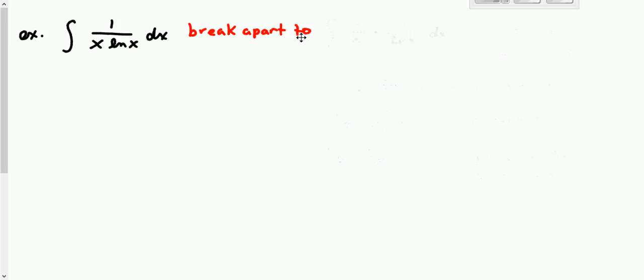We're going to break apart this integral into what they're multiplied by. So we can break apart those two fractions. We can say it's 1 over x times 1 over the ln of x dx. Okay? Now we can use u substitution.